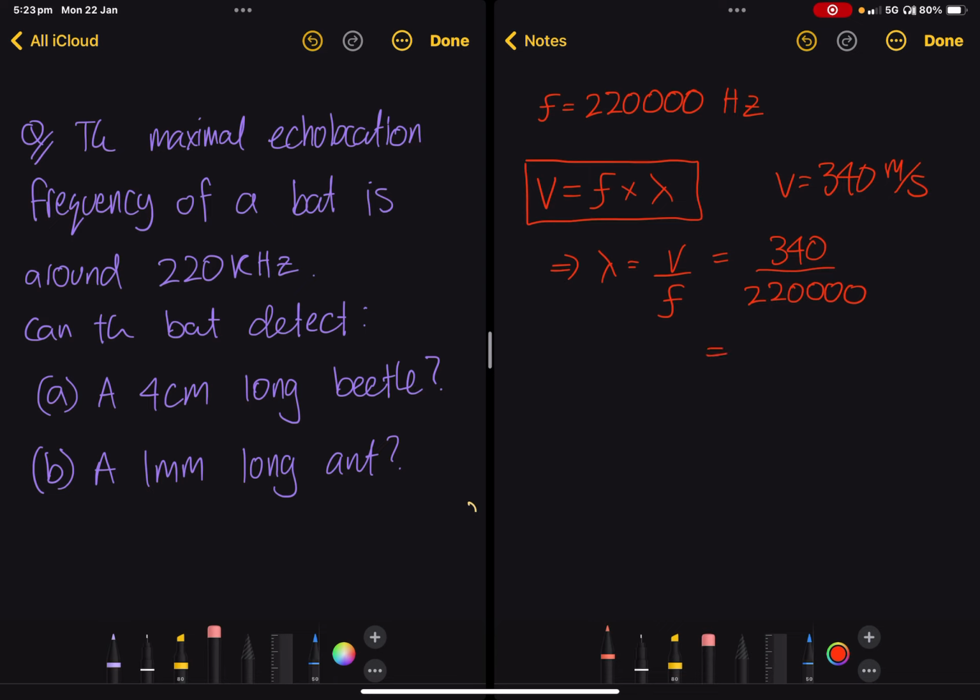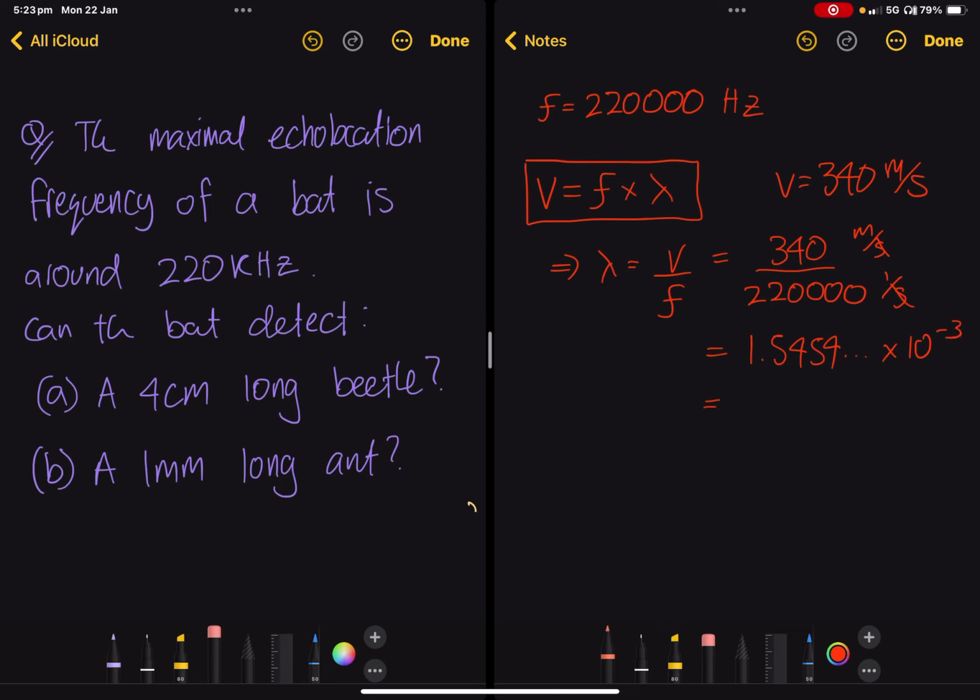So now we'll calculate this. Notice meters per second in the top, and then hertz is in terms of per second in the bottom. The seconds actually cancel here. So this will give us units in terms of meters. 340 divided by 220,000 gives me 1.5454... times 10 to the minus 3.